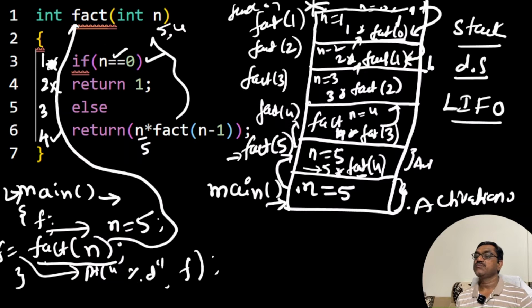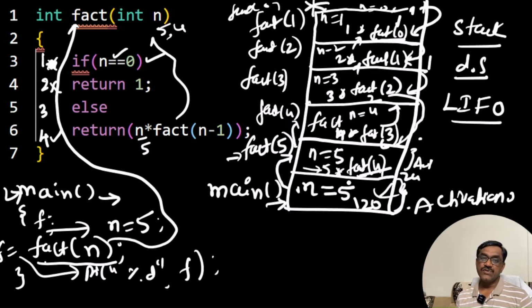Now how much is fact of 1 now? 1. 2 into 1, how much? 2. 2 is replaced here. 3 into 2, how much? 6. 6 came back to here. Now say 4 into 6, how much? 24. In this place we are going to get 24. 5 into 24, how much? It is going to give the value 120. So 120 is given to the main.